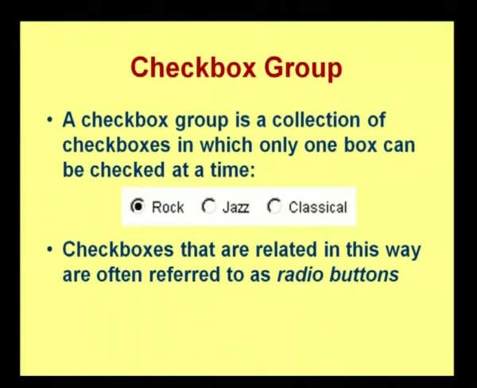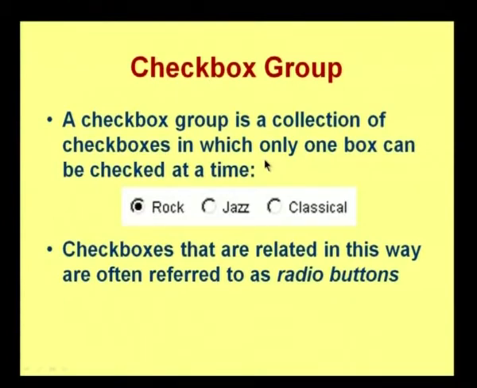So, any one of them could be on at a particular point of time. In that case, what we do is we formulate a checkbox group instead of having a checkbox. A checkbox group is a collection of checkboxes in which only one box can be checked at a time. Here you can see there are 3 labels, and among the 3 labels only one particular checkbox label could be enabled. Checkboxes that are related in this way are often referred to as radio buttons.